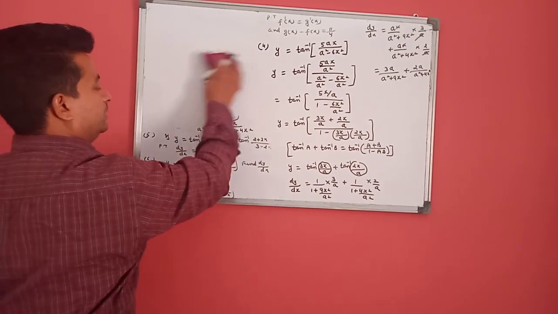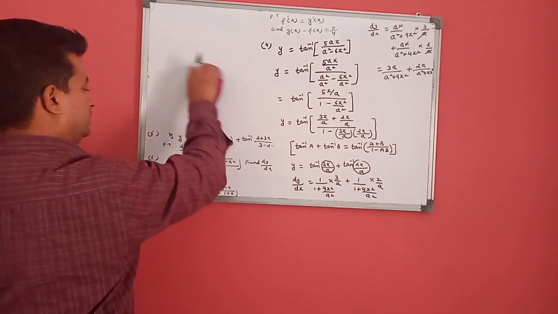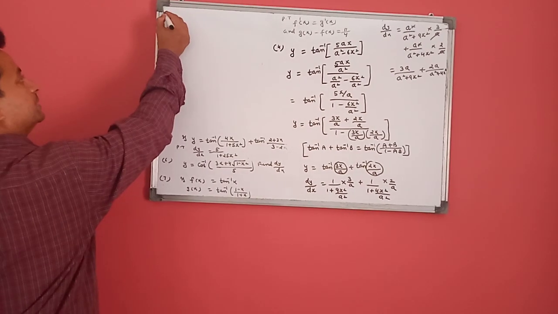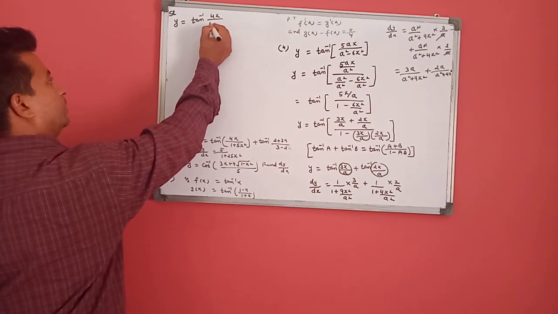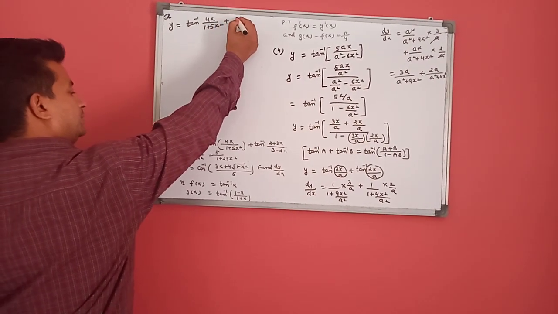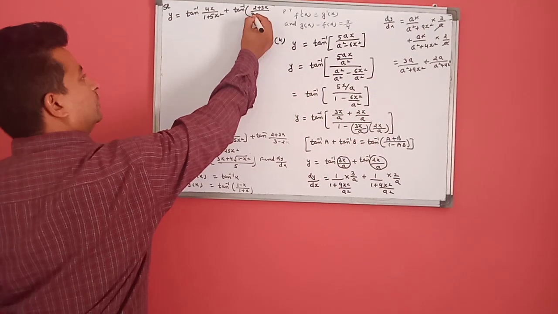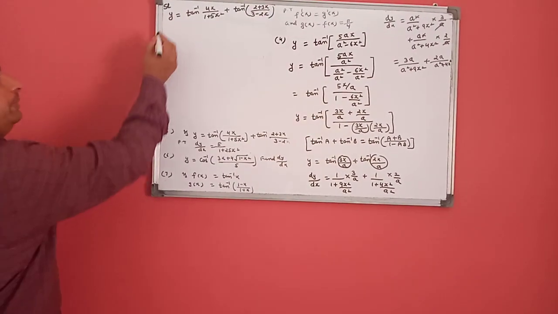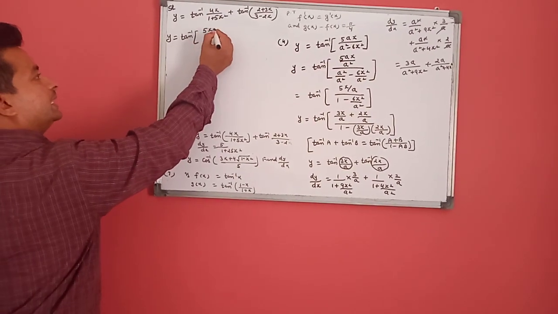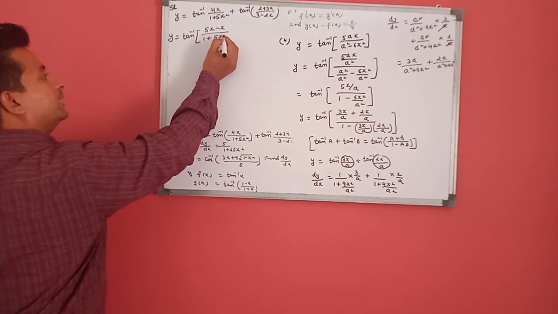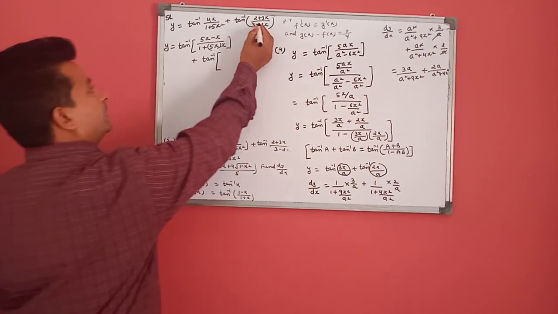In question number 5, the statement is y equals tan⁻¹(4x/(1 + 5x²)) plus tan⁻¹((2 + 3x)/(3 − 2x)). The main trick in this question is, first we write this 4x as 5x minus x, and this as 5x into x, and divide this by 3.